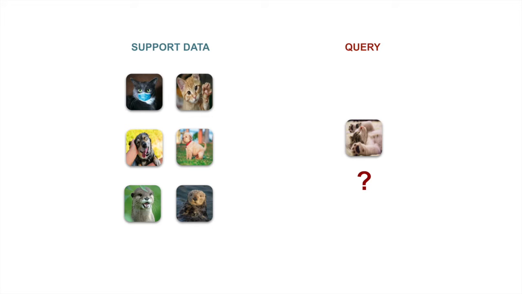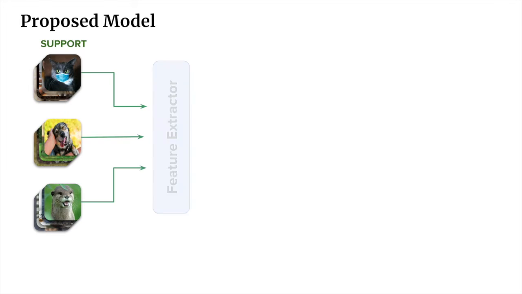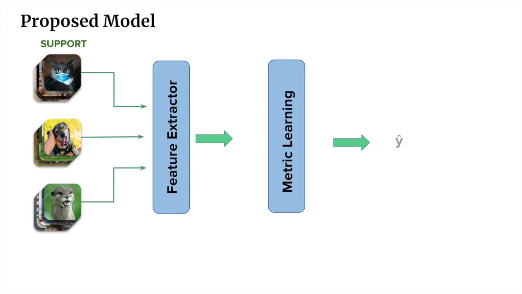In this example, we have the support data of 3 classes with only 2 instances for each one, and we want to classify the query image by only seeing the support data. Metric learning methods have demonstrated that simple models can achieve good performance by learning a similarity function to compare the support and the query data.